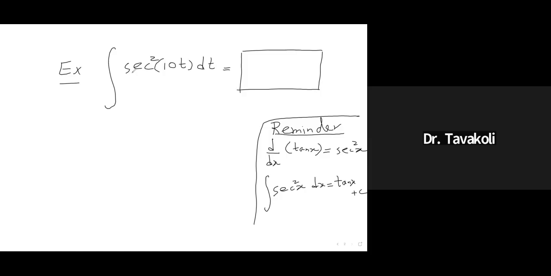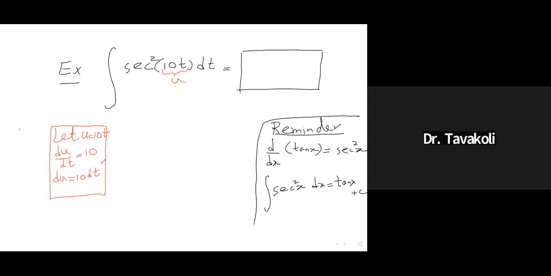But here I don't have secant squared of just the variable. It is 10 times the variable, 10t. So can you guess what substitution we should use here? We'll let u be what? u is going to be 10t. So I want to make this 10t the new variable u. Now the derivative of u with respect to t is 10. Cross multiplication gives me du is 10 dt.